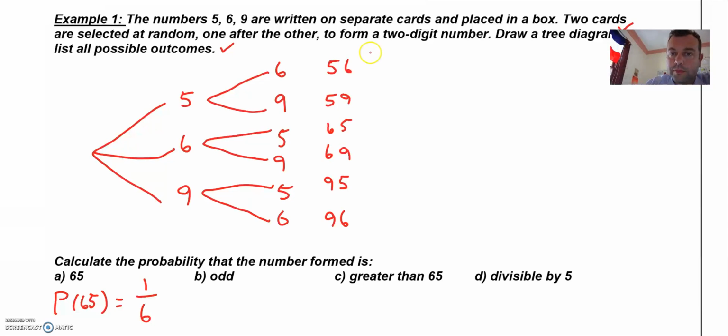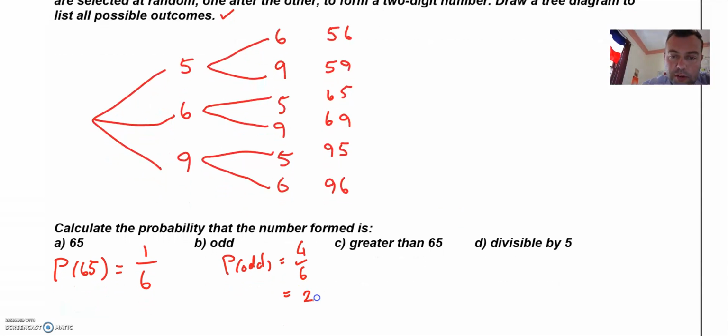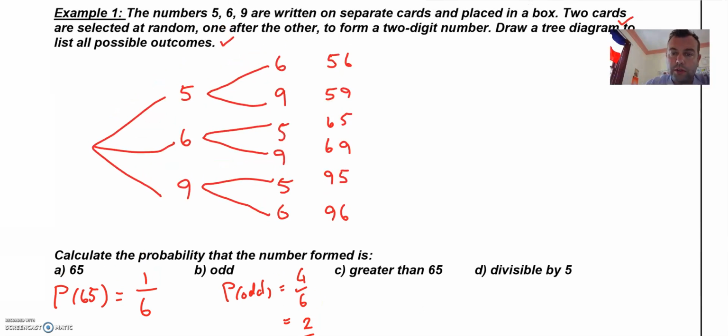Now, odd numbers. Not this one. I've got 1, 2, 3, 4. There are 4. So my probability of odd equals 4 out of 6. And of course we know, being good math students, that we write that as 2/3. Wonderful. Greater than 65? Well, 1, 2, 3. The probability of greater than 65 is 3 over 6 equals 1/2.